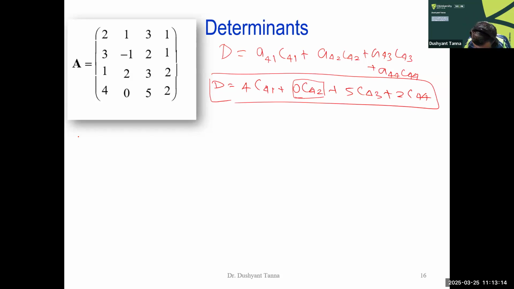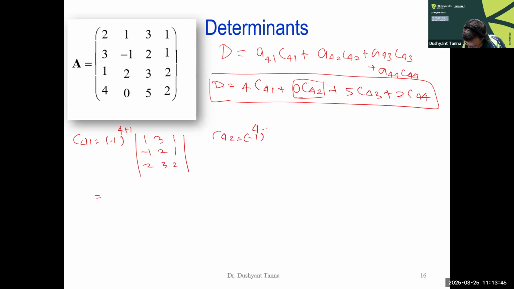Okay, C41 is minus 1 power 4 plus 1. C41 is the 4th row, first column, so I would delete or eliminate that. It will remain 1 3 1, minus 1 2 1, 2 3 2. You can pause the recording and calculate all of them.